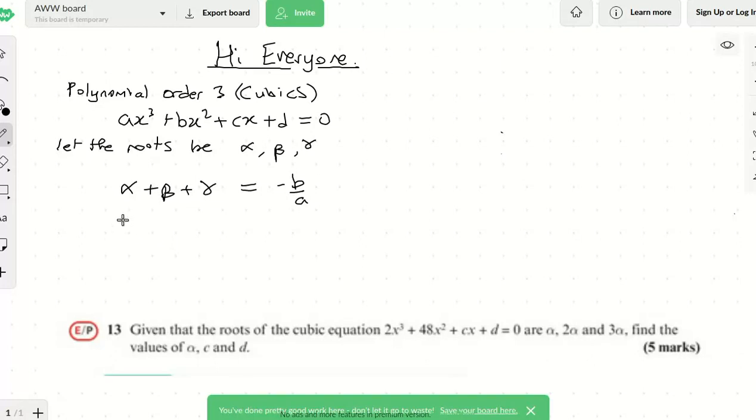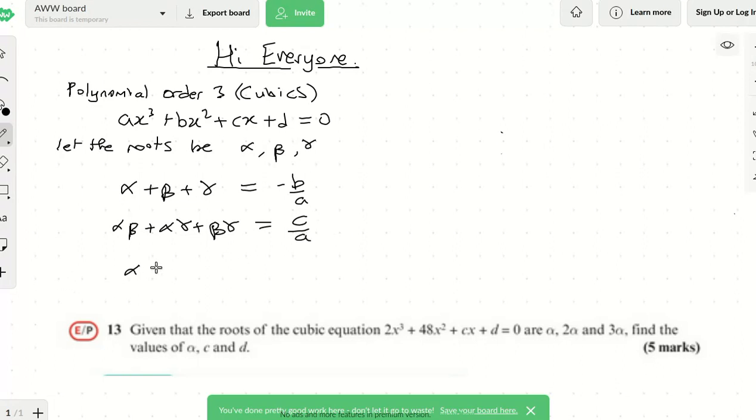Now we get the sum of the pairs, of the product pairs as they're called. Alpha beta plus alpha gamma plus beta gamma. Everything gets multiplied by everything else once, yeah? So beta's been times by alpha and gamma. Alpha's been times by beta and gamma's been times by alpha and beta, yeah? Okay, that equals C over A.